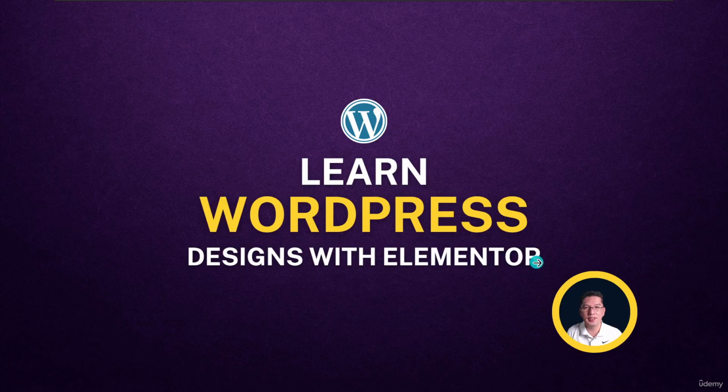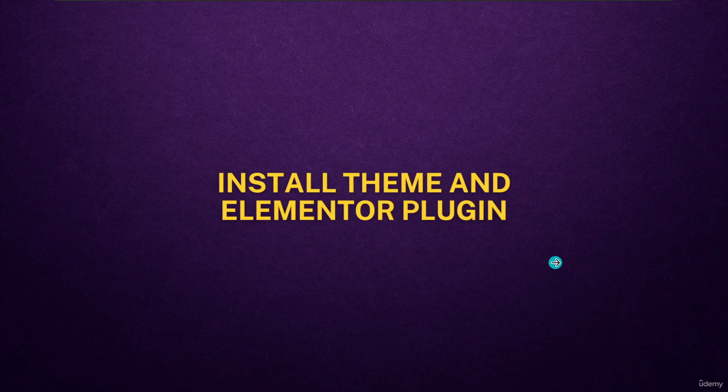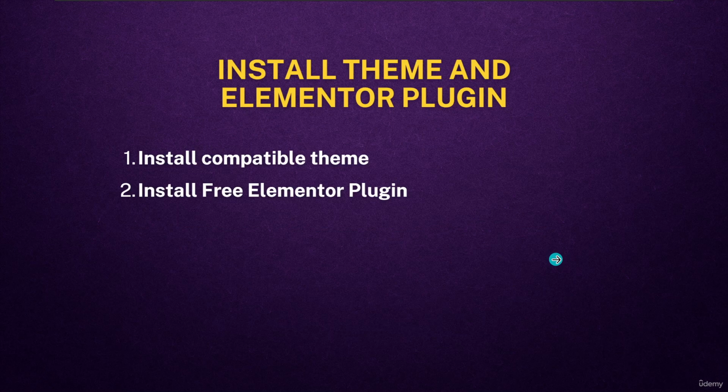All right, welcome back. So again, we're gonna talk about the installation of our WordPress, and this time we're gonna see and install the theme and the Elementor plugin. So let's get started. The first thing that we need to do is open our server, the SAMP, and then after that open our WordPress, the one that we have created, and then install the compatible theme, and the last one is install the free Elementor plugin.